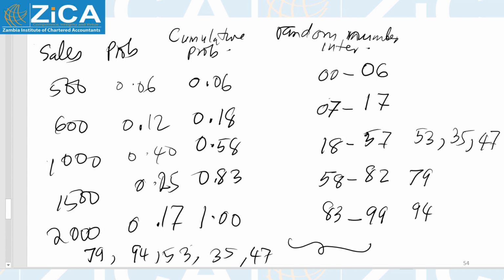So what you are saying now is that for the next 5 days, you are going to generate sales. This will correspond to 2,000 units. And 79 will correspond to 1,500 units. And then these numbers will correspond to 1,000 units.